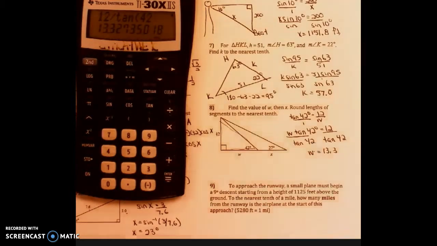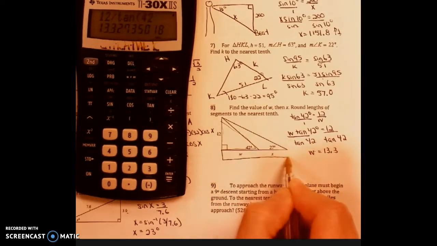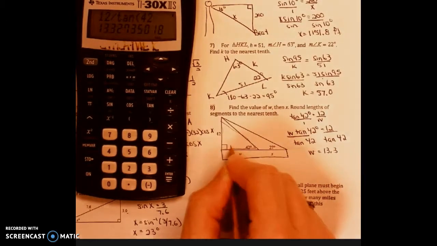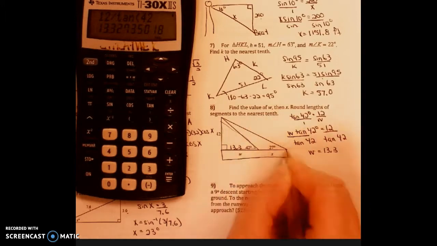Now we have to go and find x. I think the easiest way to find x is let's actually go and find this whole length, and then I can subtract the 13.3 to give me that leftover.